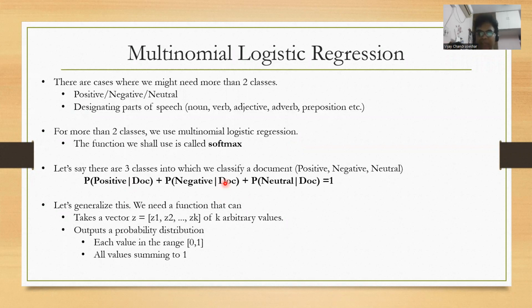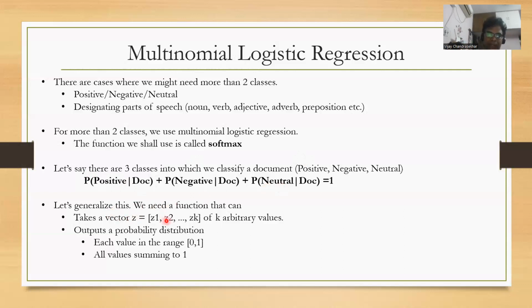So I think one thing is evident. Given the document, the probability of the document conveying a positive sentiment plus the probability of the document conveying a negative sentiment plus the probability of the document conveying a neutral sentiment should be equal to 1. I think that's evident because there's nothing else that the document can convey, right? Given a document, either it has to convey a positive sentiment or a negative sentiment or a neutral sentiment, right? So we're going to generalize this.